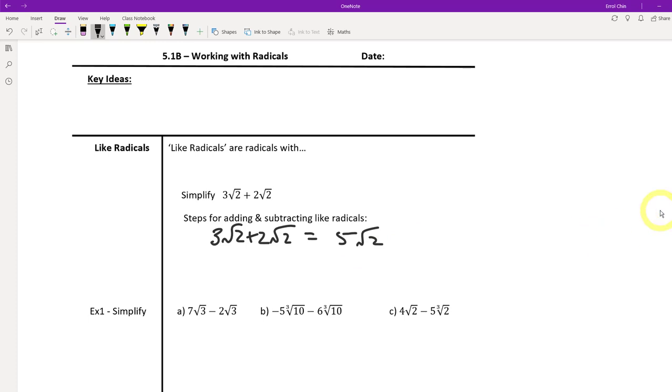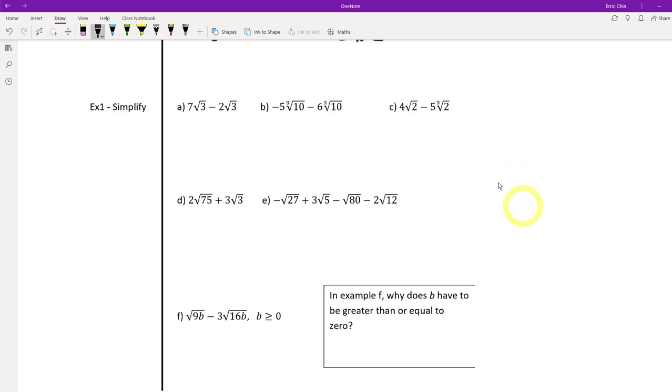Alright, so we're going to move on to the first set of examples. So 7 root 3 minus 2 root 3. Notice the root 3's are identical, so it's going to be 7 subtract 2. So that just works out to 5 root 3's. It's sort of the same thing as adding and subtracting like terms, as long as the terms are the same, meaning the variables. So here we're moving on to negative 5 cube root 10 minus 6 cube root 10. Notice the cube root 10's are identical, so it's really negative 5 minus 6, and that works out to negative 11 of them, cube root 10. Don't forget the index of 3.